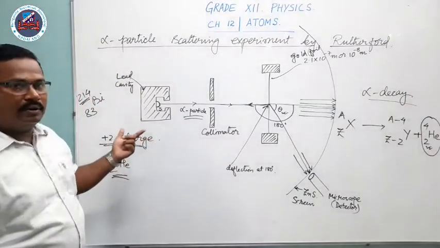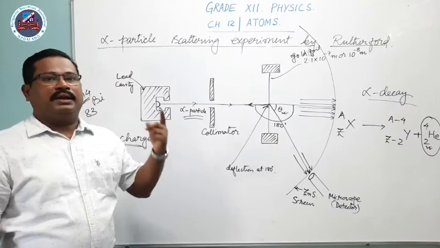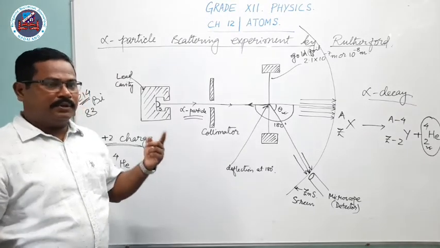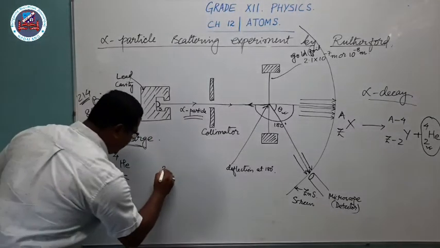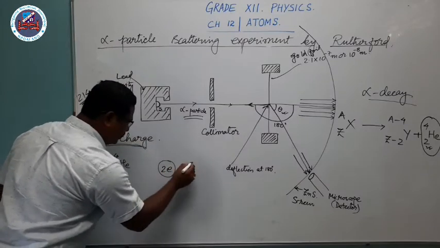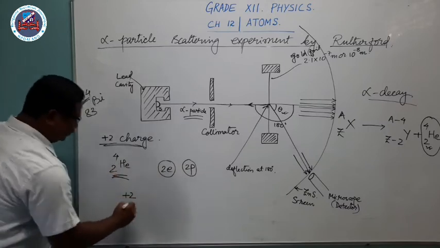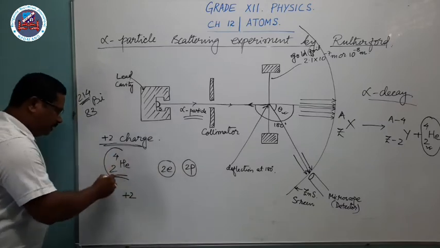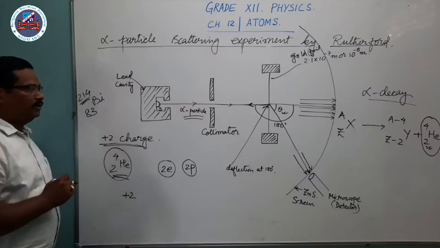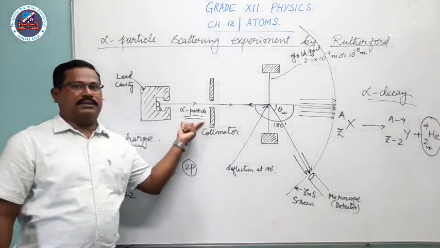Please try to remember, alpha particles are doubly charged helium nuclei. They carry 2 protons and 2 neutrons. Their charge is +2 and they resemble your helium atom, 2He4. These particles we call alpha particles.